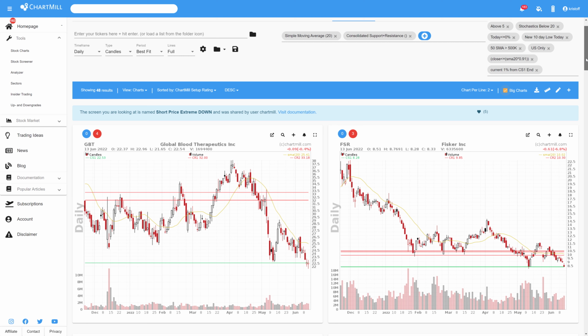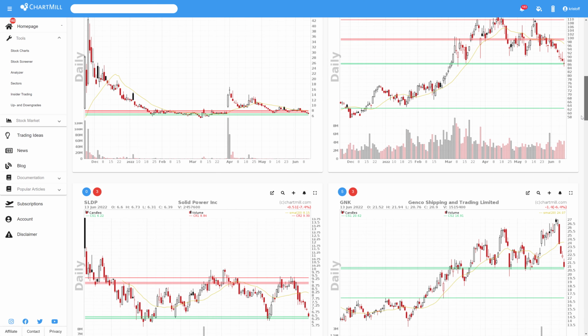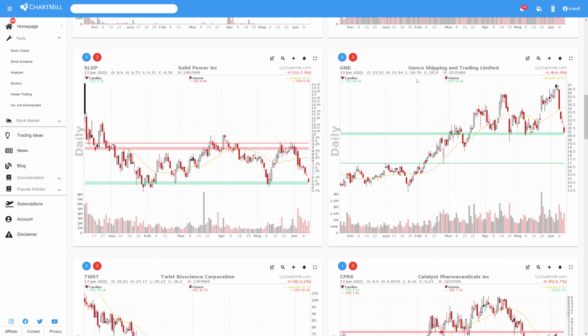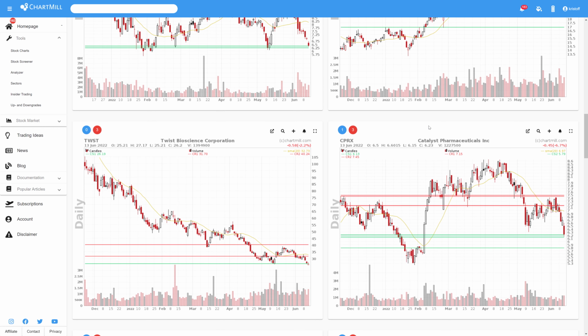Now, not all these 48 stocks are ready to be used as a real setup. It's very important to identify only those stocks which show a very profound price extreme. So I'm going to give you an example. Solid Power, that is what I call a price extreme, and now price is close to support. Definitely Genco Shipping, for example. Price had a heavy drop, and now price is close to a very significant support level.